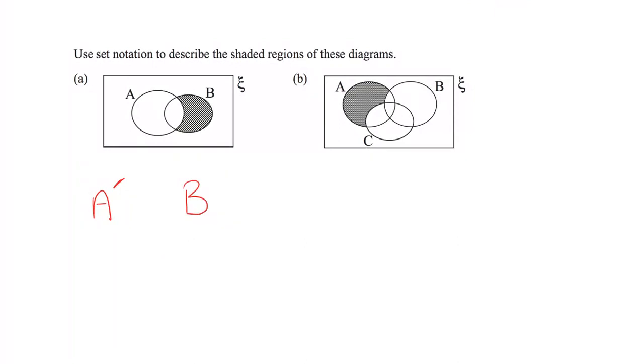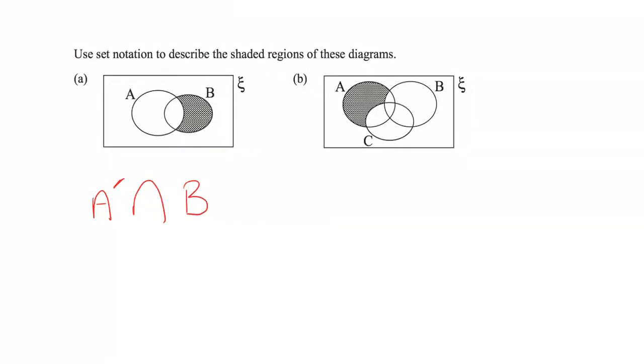So the only question is, is it union or intersection? Well, it has to be intersection, because if it was the union, it would include everything that isn't in A, and that would be all the outside as well. And so it's got to be intersection, A dash intersect B.